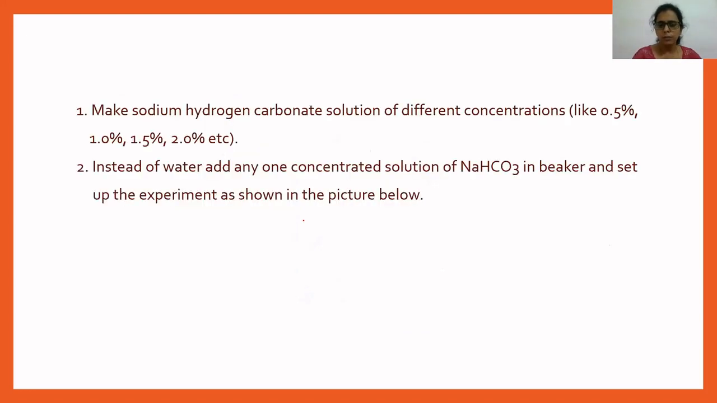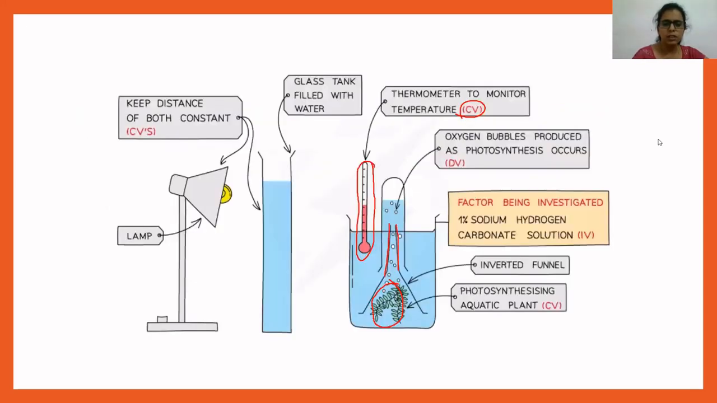Now, in order to perform this experiment, you have to make sodium hydrogen carbonate solutions of different concentrations. You can begin with 0.5%, then 1%, 1.5%, 2%, etc. And instead of adding water to the beaker, you have to add any one concentrated solution of sodium hydrogen carbonate in the beaker. And then you have to set up the experiment as shown in this particular picture.